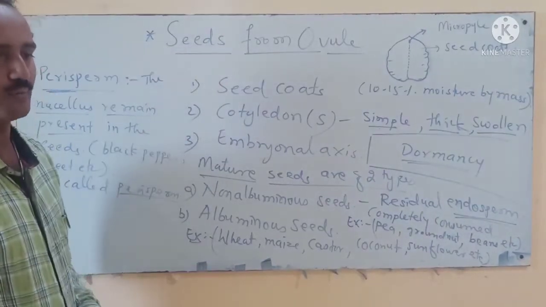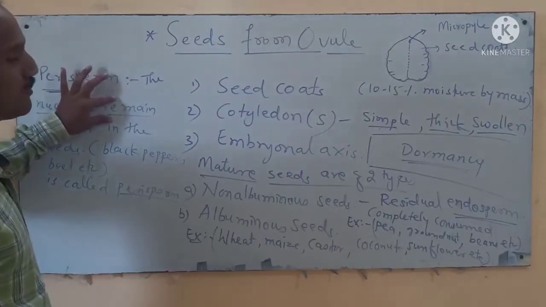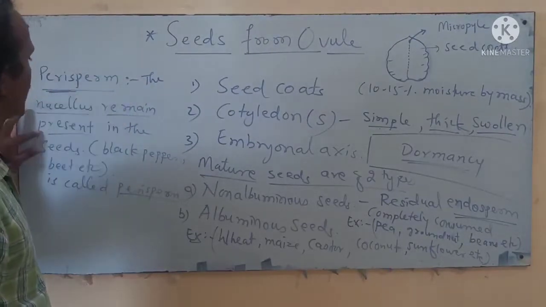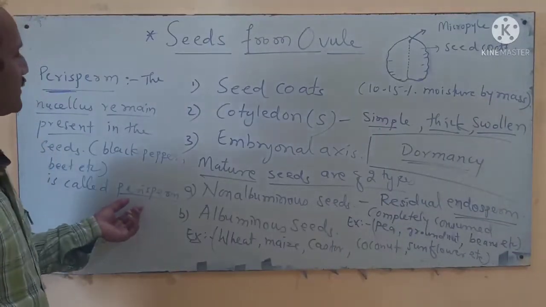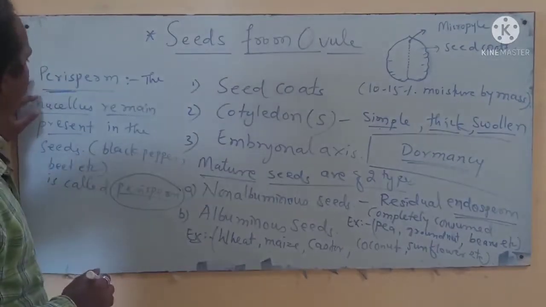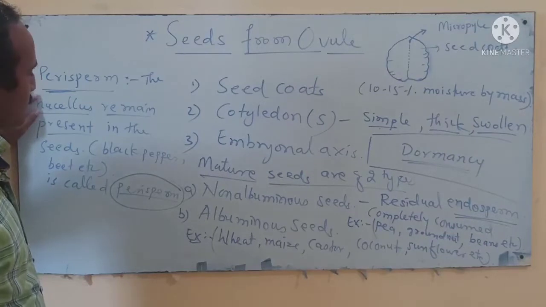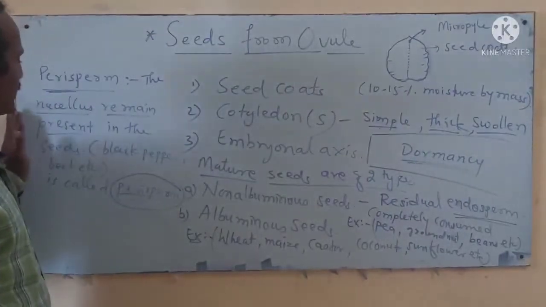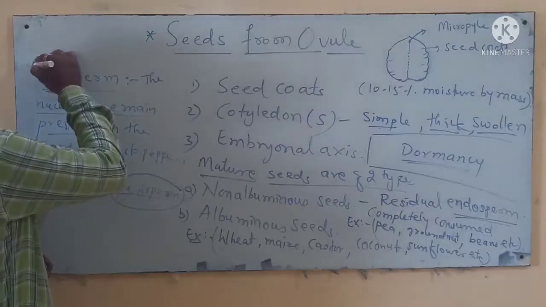Then occasionally some seeds have the nucellus remaining present in them, such as black pepper or beet. That part is called the perisperm. The nucellus is the reserve food material which remains as such in the seeds. That type of reserve food material is called the perisperm. It is very important for a 1 mark question.